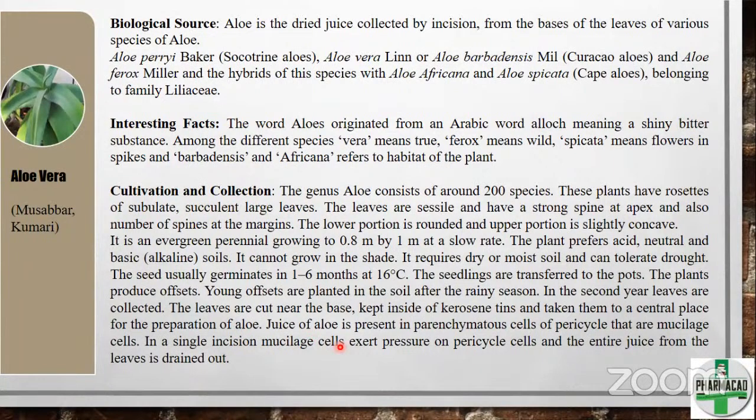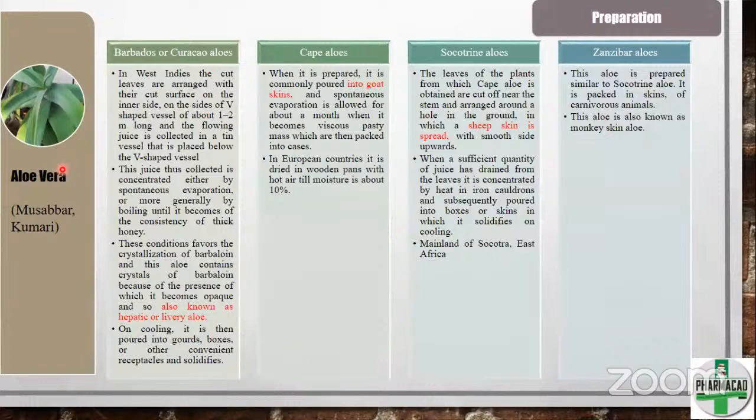They are cut near the base, and the juice of aloe is present in parenchymatous cells of pericycle. This is important. Where exactly is the juice of aloe located? It is present in the parenchymatous cells of pericycle, that are mucilage cells. And in a single incision, the mucilage cells will exert pressure on pericycle cells, and the entire juice from the leaves is drained out.